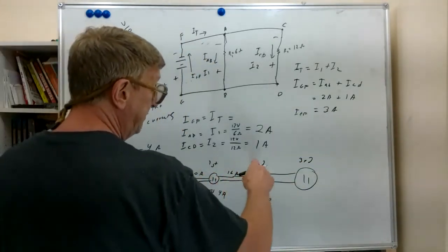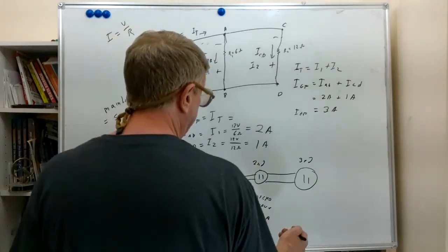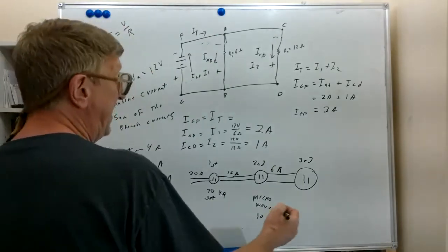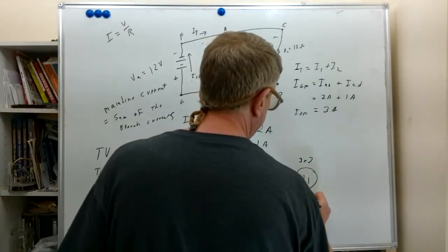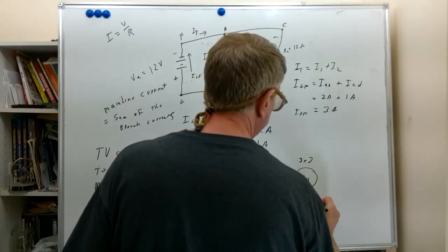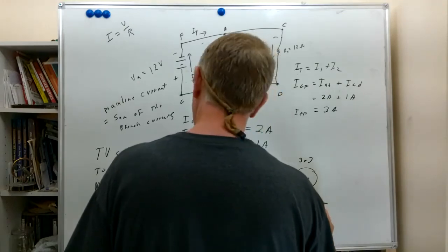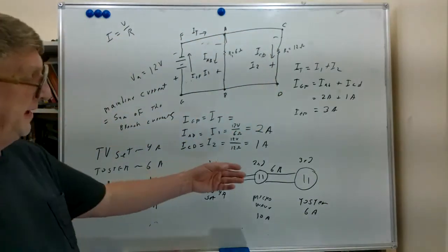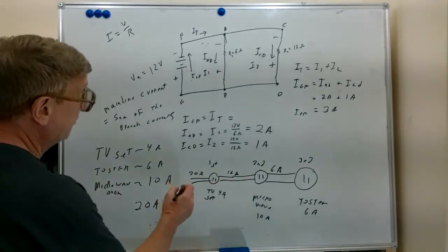So that 16 amps, we fed 10 out to the microwave. What we have left here is 6 amps. And into that last piece is plugged the toaster, which is a 6 amp device. So this kind of shows you how the current's split up. The first one, we might call this the main line.